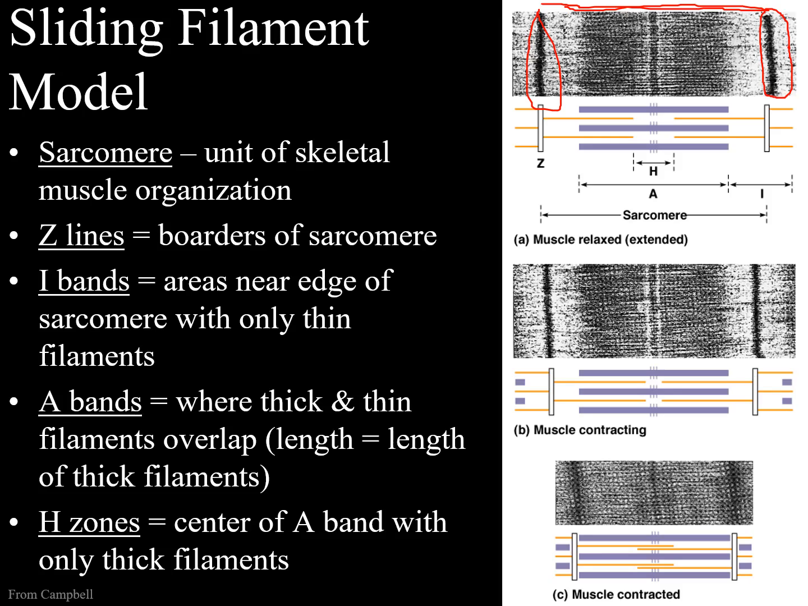The I bands are the part of the muscle that looks fairly clear in these diagrams, at least when the muscle's relaxed, and it's right next to the Z line. So that's called the I band, and that's the area where all you have are thin filaments. If you look down here, there's nothing in there except thin filaments.